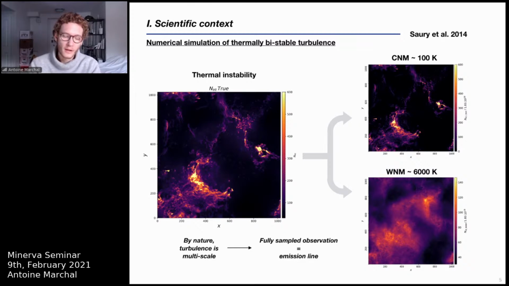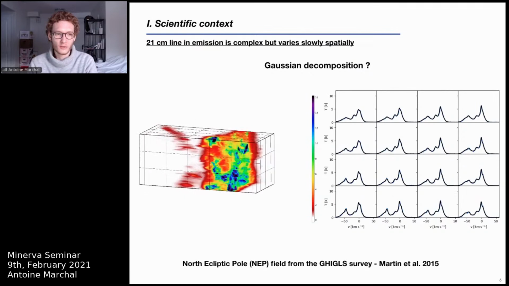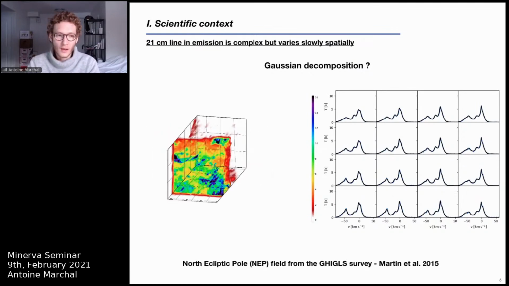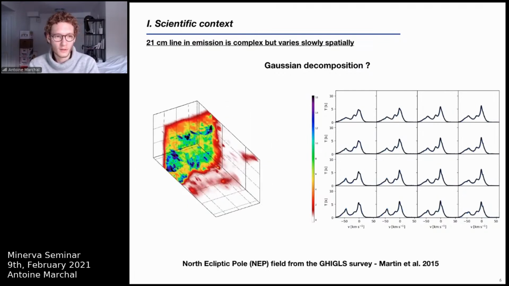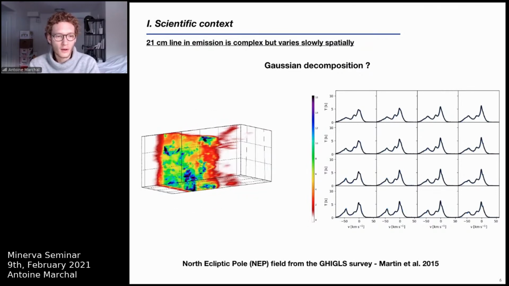So if we want to compare numerical simulation with observations, we have to be able to do the same kind of analysis, to map out the phases of the neutral ISM from fully sampled observation. We can't just do it along one line of sight, because we don't have any information about the scale, the surrounding medium around this line of sight. So that's what we are going to do today, using an observation of the 21 centimeter line in emission. You can see a PPV cube of this emission here from the GHIGLS survey. This is the North Ecliptic Pole observation.